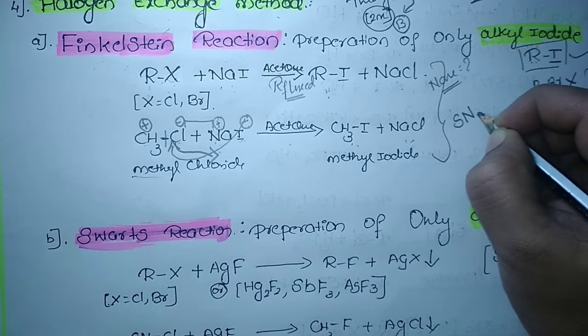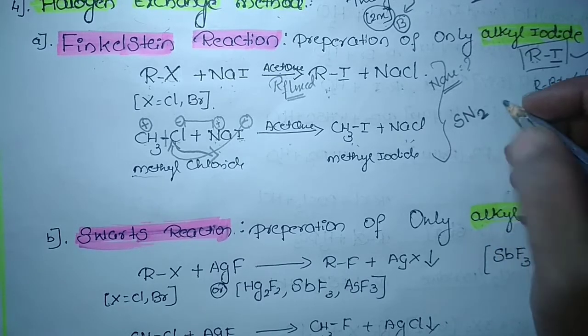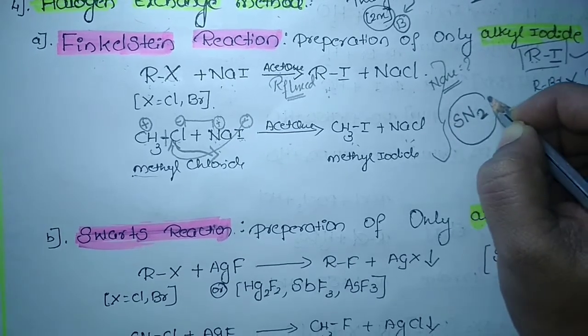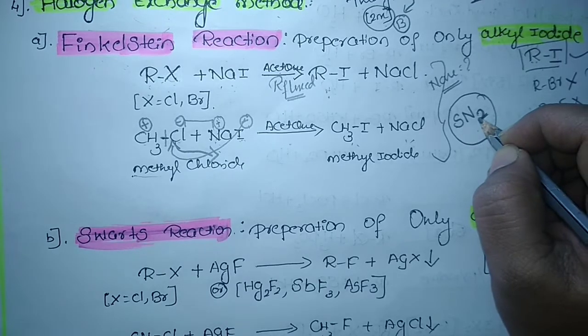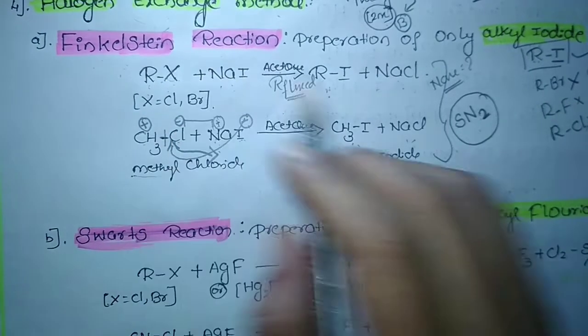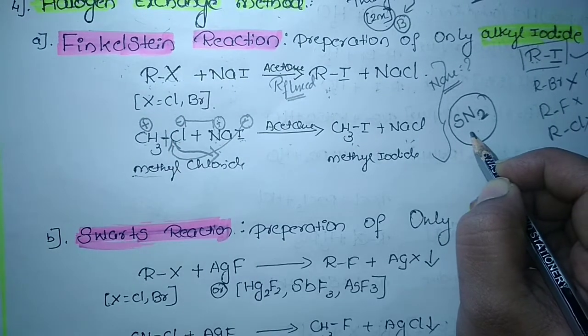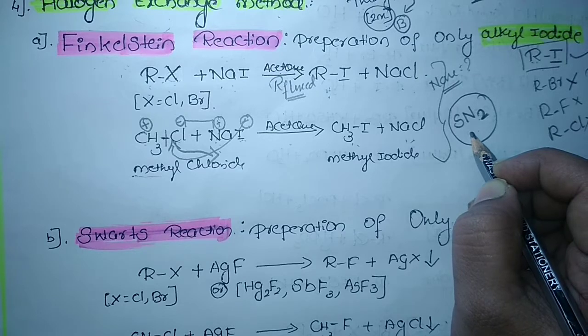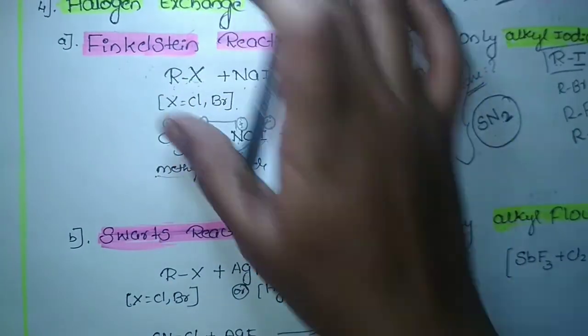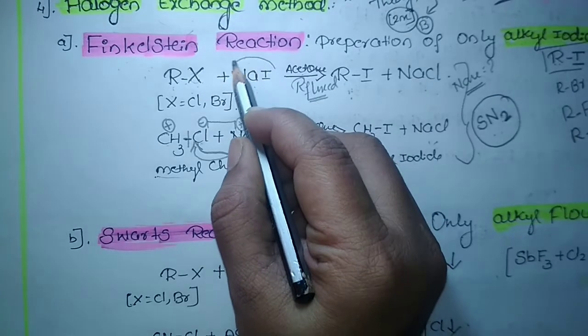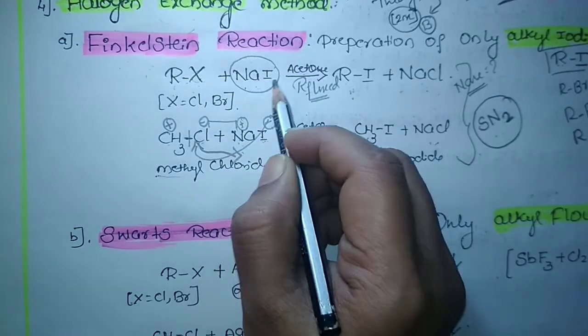It follows the SN2 mechanism. Which mechanism? The SN2 mechanism. What do you mean by the SN2 mechanism? In depth, we're going to study it in the chemical properties of haloalkanes. So the Finkelstein reaction follows the SN2 mechanism, and it is a substitution reaction, or you can say the halogen exchange method. Now, some questions might appear here. As I told, we compulsorily need to use sodium iodide here.